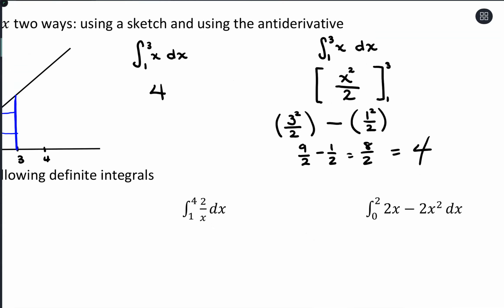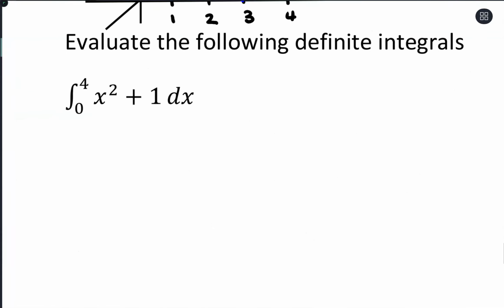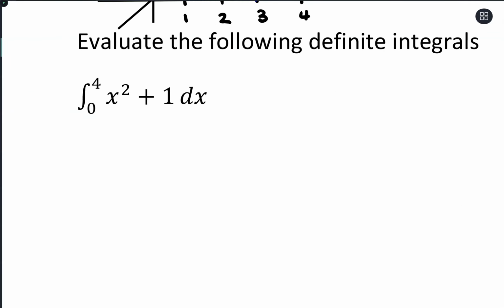Okay, let's go through a few more examples with this. So let's say we want to evaluate the integral from 0 to 4 of x squared plus 1 dx. So I'm going to set up my brackets and just focus on the antiderivative of x squared plus 1. So that's going to be x cubed over 3 plus the antiderivative of 1, which is just going to be x. Oh, hold on one second.